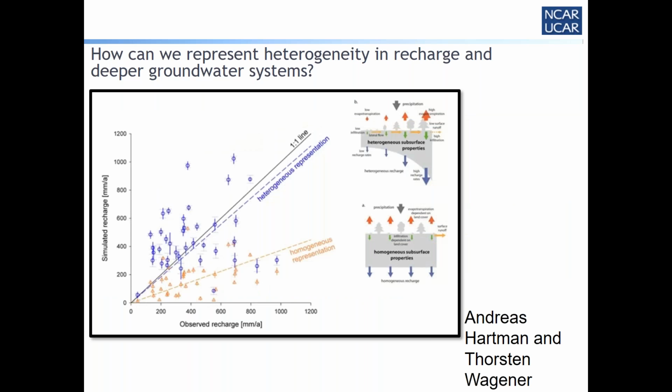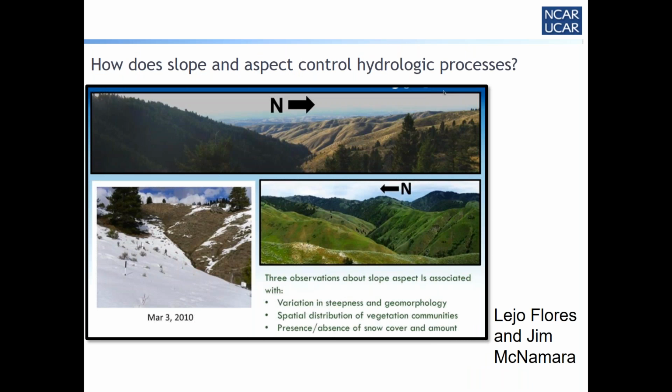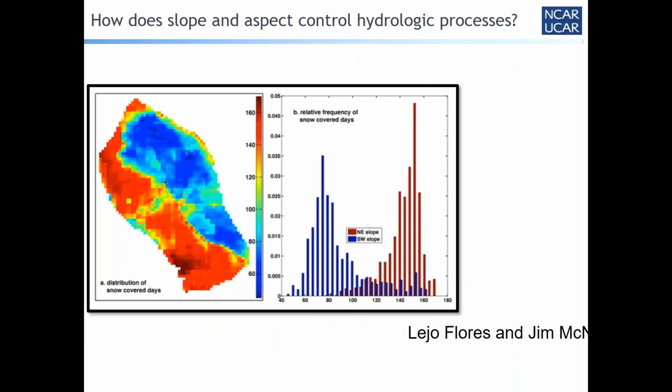If we go to the next slide, what Andreas Hartmann and Thorsten Wagner were interested in is representing heterogeneity in recharge. They had a conceptual model of groundwater flow for different mountain ranges around Europe, or for different land cover types around Europe. Then if we go to the next slide, they're talking about deeper groundwater systems and how they can represent the heterogeneity in subsurface properties. They're showing that this provides a much better representation of recharge than the homogeneous type representation that's used in the current generation of land models.